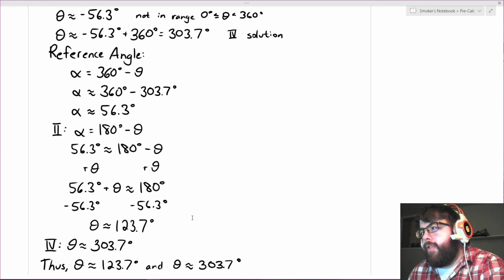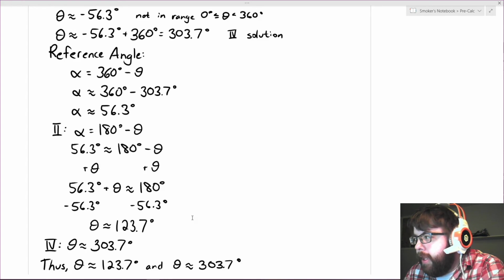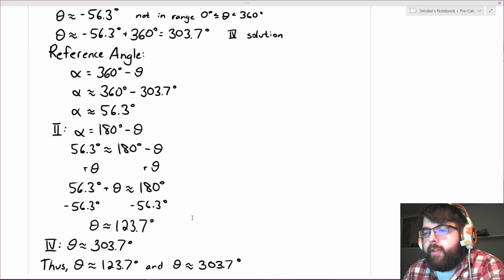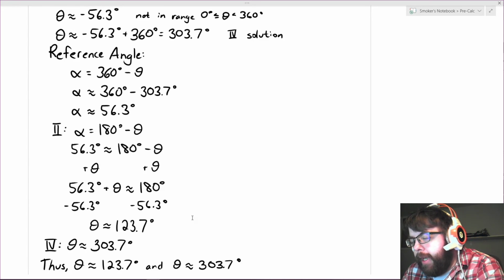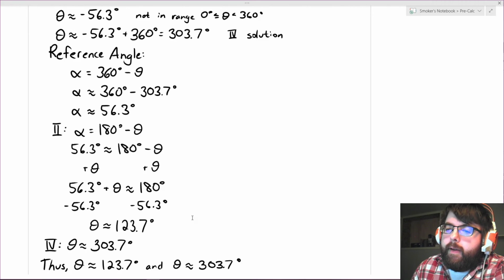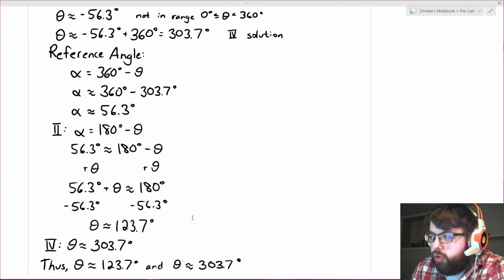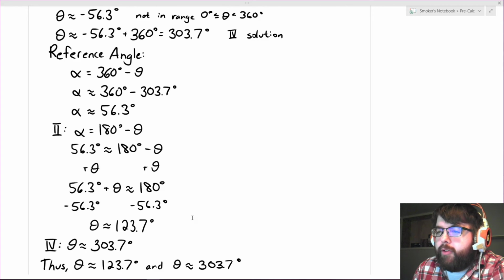Because the calculator is going to give you one solution. It can only output one thing. It's going to give you a solution close to 0. Sometimes that's something in our range, sometimes it's something that's not. But it'll always give us something that if we do coterminal angles, add or subtract 360, we will find something in our range.